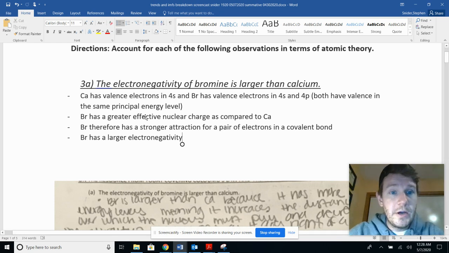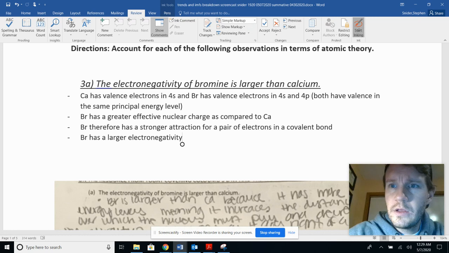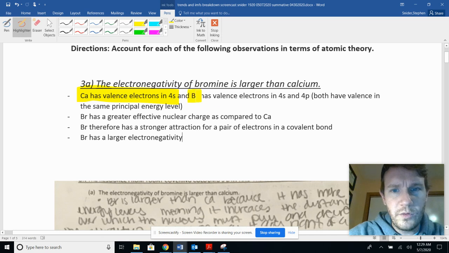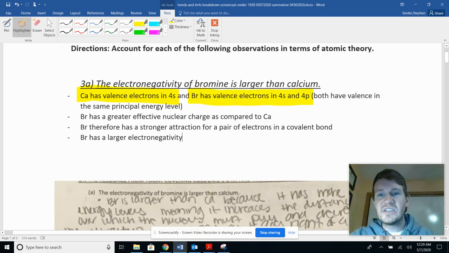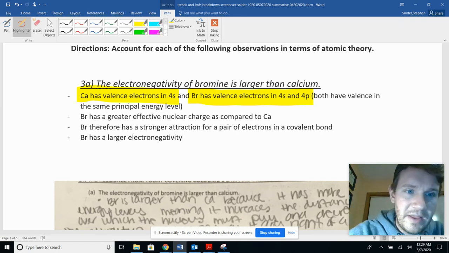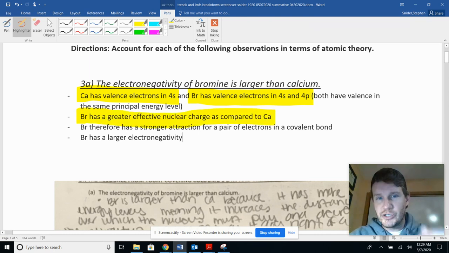All right, so for this first question here, the electronegativity of bromine is larger than for calcium. I've started by identifying that their valence electrons are both in the same principal energy level, right? Let me go ahead and ink here. So you can see that I've identified that for calcium, it's in the 4s, and for bromine, it's in the 4s and 4p. And really just to solidify this fact, I've noted that they're in the same principal energy level, okay? Now, given that we can get that out of the way, because that's what they have in common, there has to be something different. And what's different is that bromine, because it has more protons, has a greater effective nuclear charge, okay?